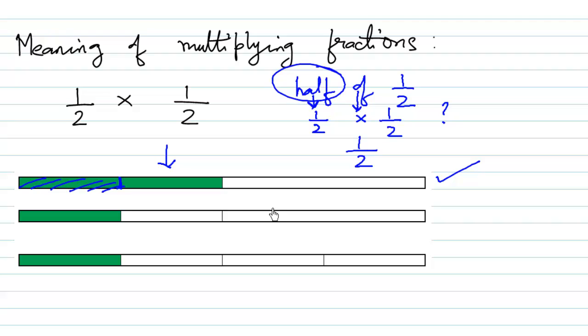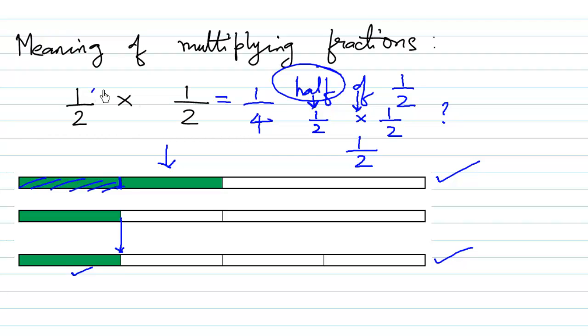So what are you going to actually get? What portion of this entire chocolate bar are you going to get? So the answer to this is, if you compare this with this next diagram, I've divided the chocolate bar in 4 equal pieces and you're going to get 1 piece out of the 4. So the product of 1 upon 2 and 1 upon 2 is actually 1 upon 4.